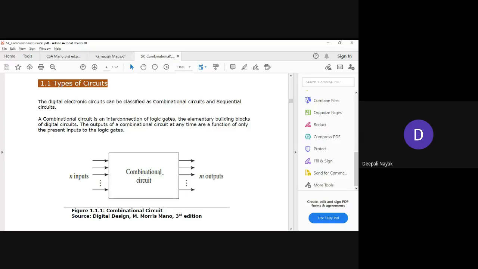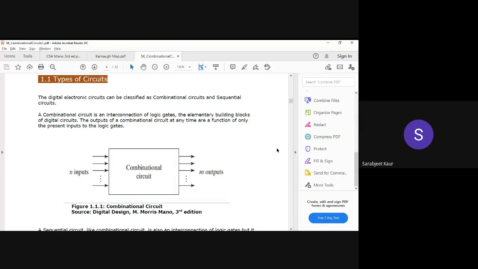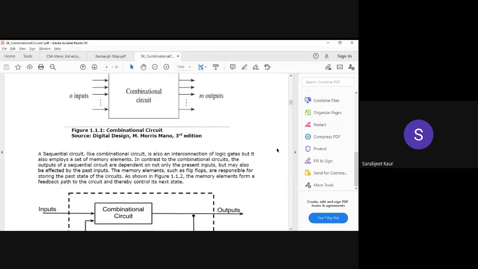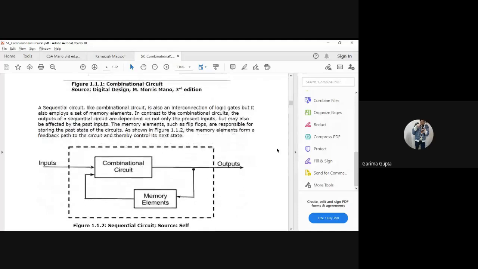The digital electronic circuits can be classified as combinational circuits and sequential circuits. A combinational circuit is an interconnection of logic gates, the elementary building blocks of digital circuits. The outputs of a combinational circuit at any time are a function of only the present inputs to the logic gates. Okay, this is what I had explained last time. Any problem till here? No, ma'am.